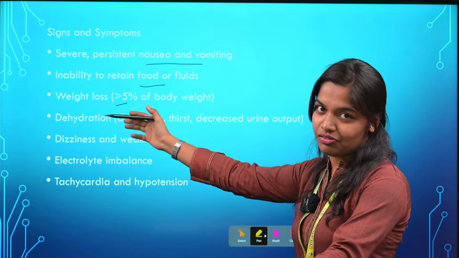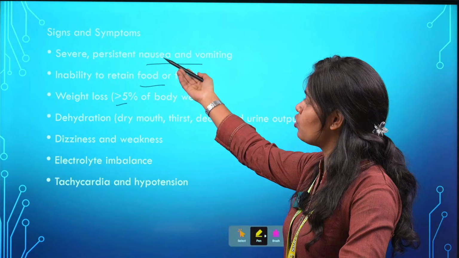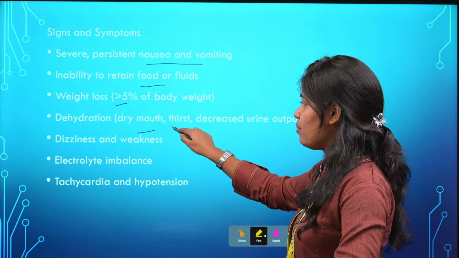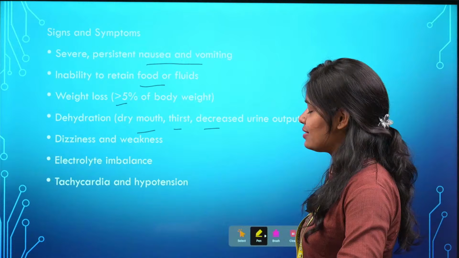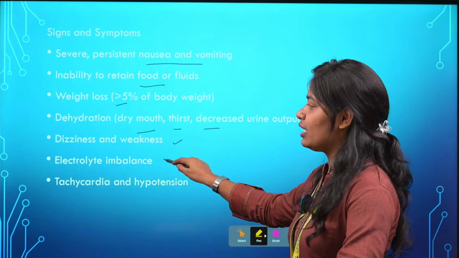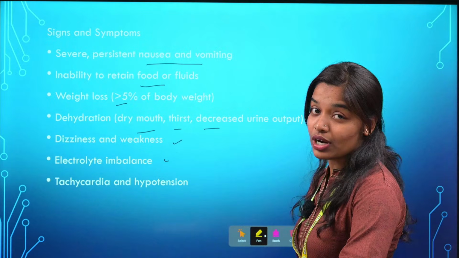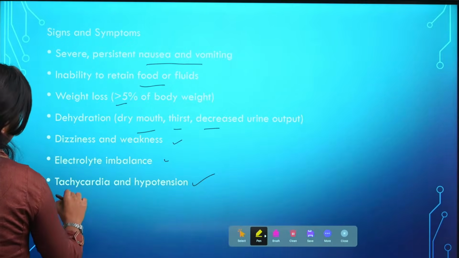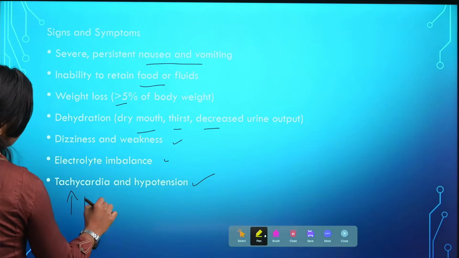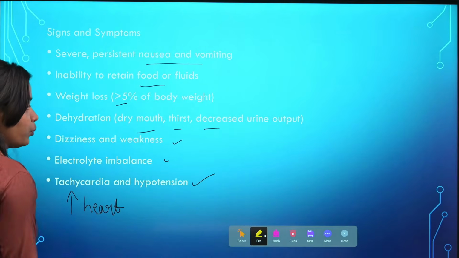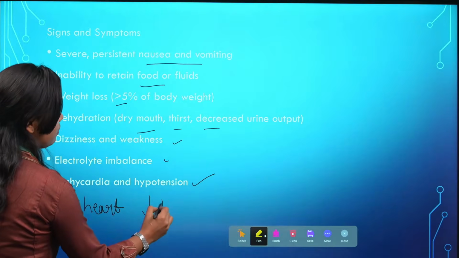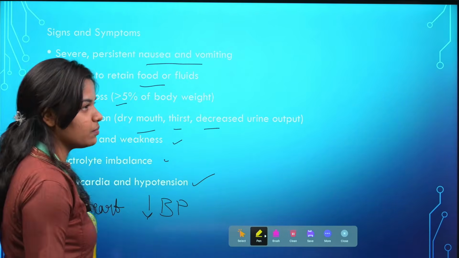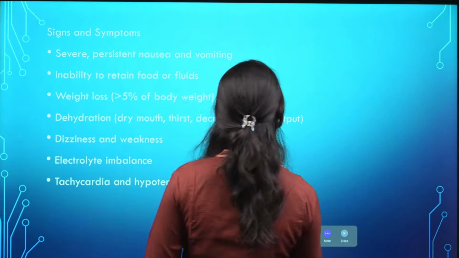Then dehydration will be there due to excessive nausea and vomiting: dry mouth, thirst, decreased urine output, and also dizziness and weakness. Electrolyte imbalance may occur, and tachycardia, an increased heart rate, may occur, and also hypotension, decreased blood pressure. These are all the signs and symptoms due to hyperemesis gravidarum.